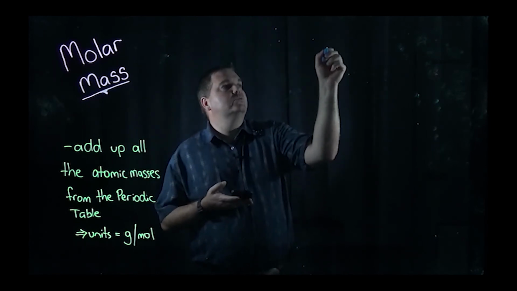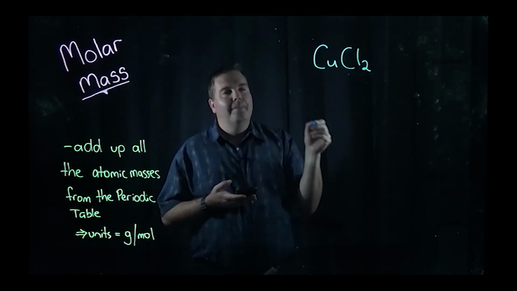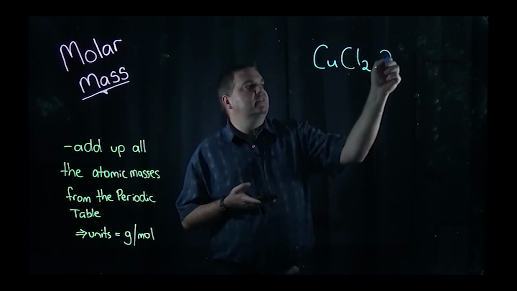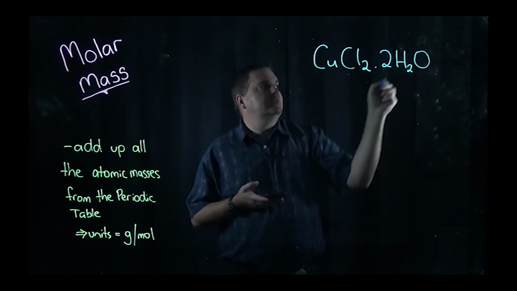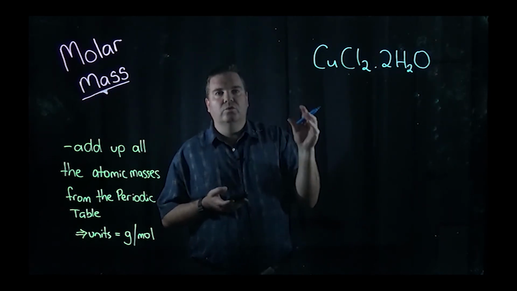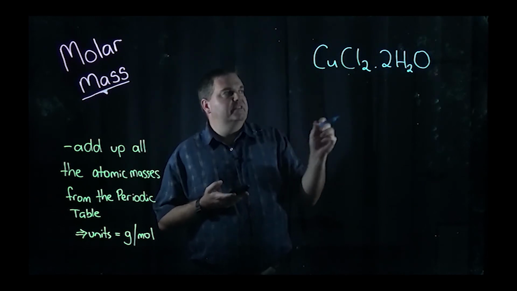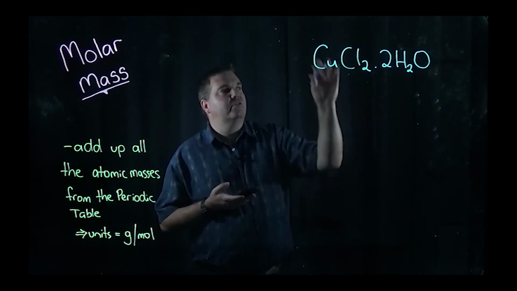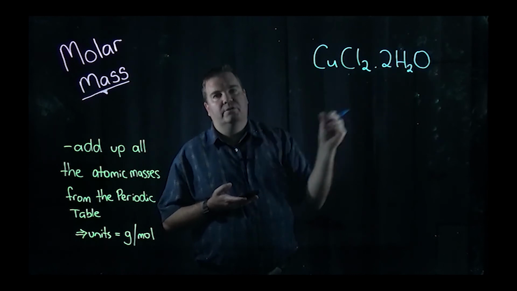I'm going to do copper chloride, but I'm going to put in what's called some water of crystallization. I'm just going to say that this has got 2 water of crystallization in it. Sometimes when ionic substances form a solid, water molecules stay within the structure, and that's called water of crystallization. You can see that by the fact that we've got these 2 H2O here. That means for every 1 copper chloride, there are 2 water molecules.